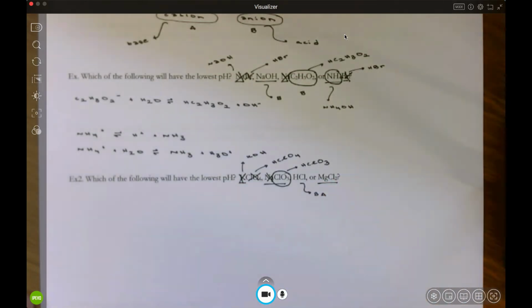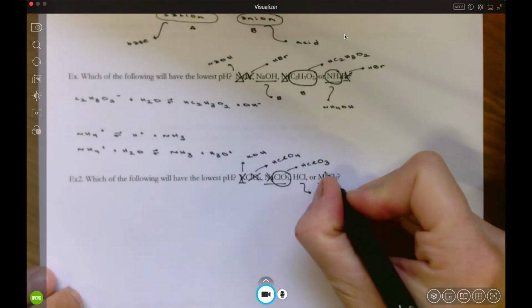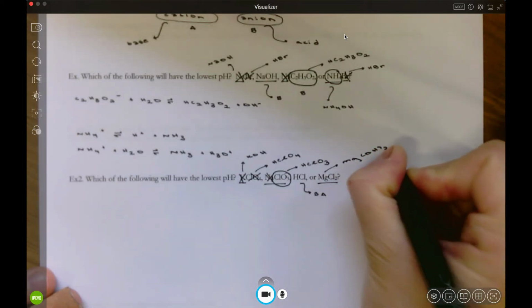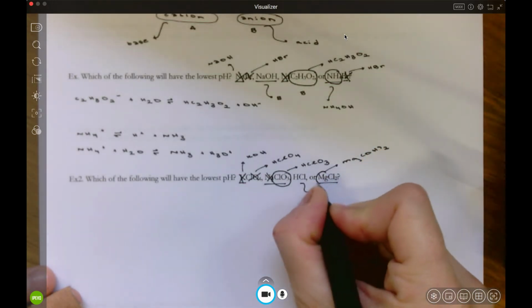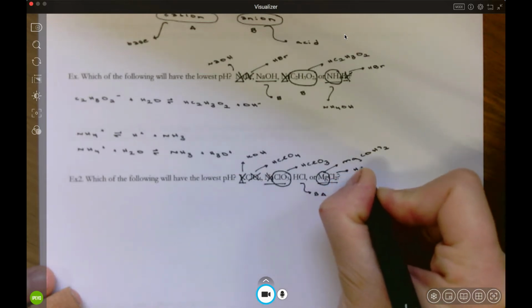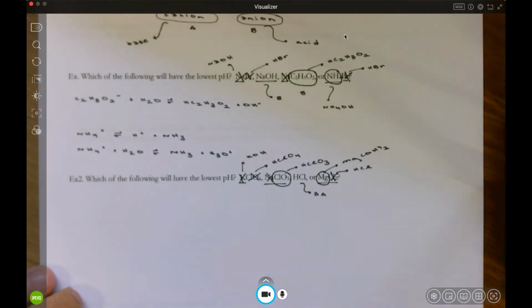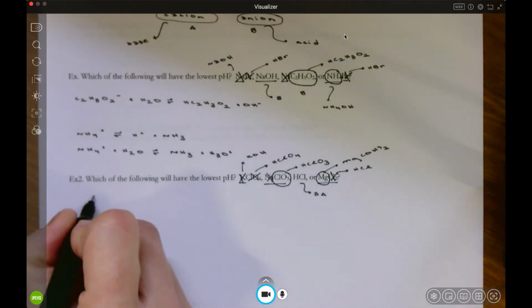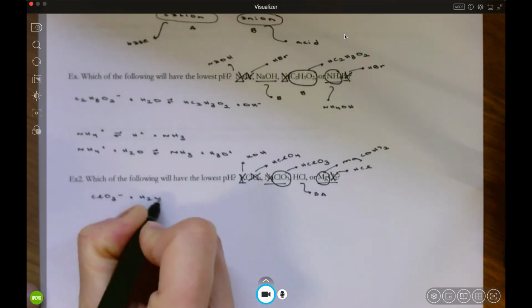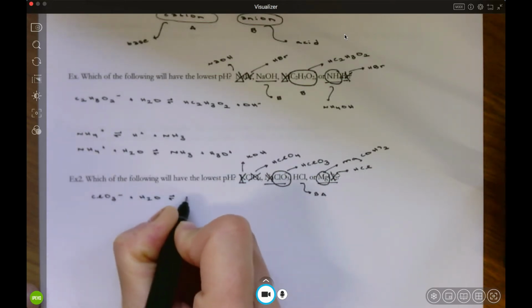Okay. For magnesium chloride, magnesium came from magnesium hydroxide, which is a weak base, so this can actually act as an acid, while Cl minus came from HCl, which is a strong acid, so that cannot act like a base. Okay. So for ClO3 minus, if I wanted to write it out, it would be a base dissociation reaction if I wanted to figure out its pH.